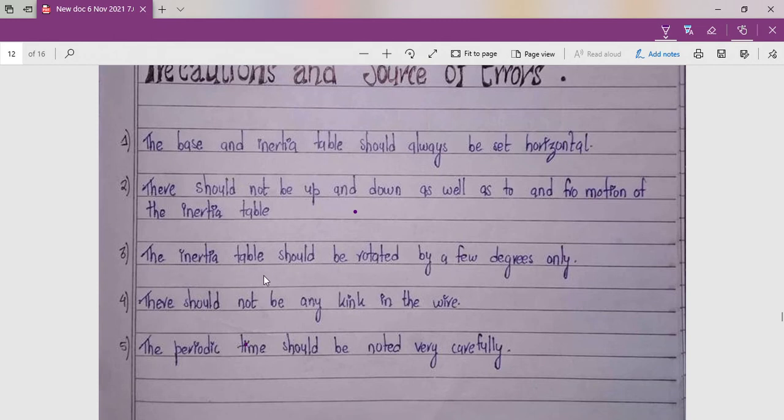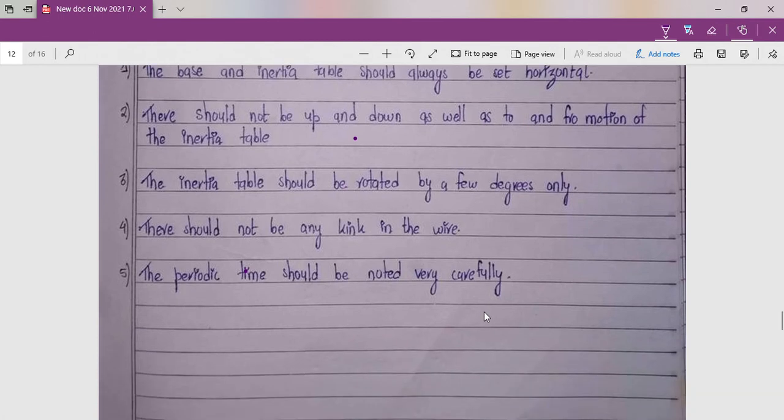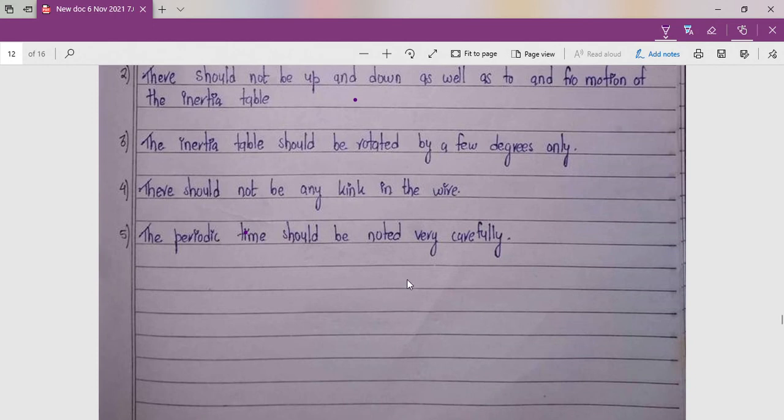The inertia table should be rotated by a few degrees angle. There should not be any kink in the wire. Kink means twist or coil. The periodic time should be noted very carefully.